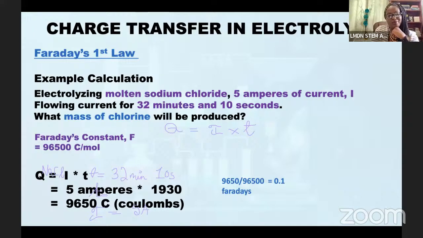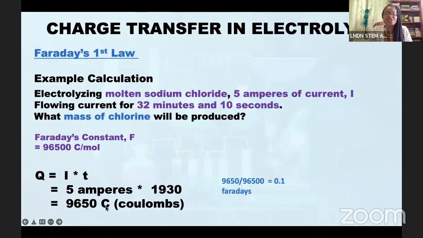Okay, so I just brought up the calculation. So let's just work with that. All right, so it's 5 amperes times 1,930 seconds. So that's 9,650 coulombs, right? Are we all on the same page as far as that goes? All right, so that's 9,650 coulombs.